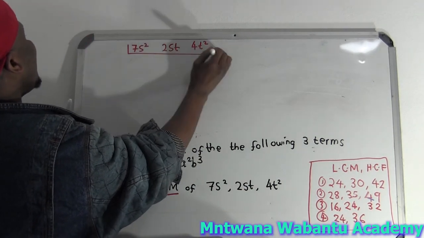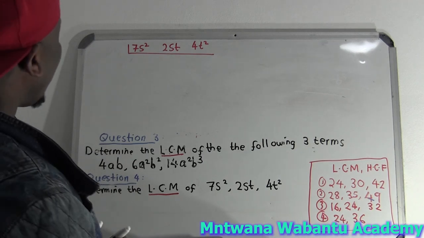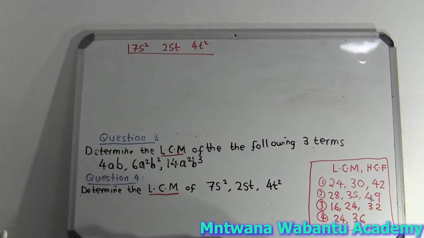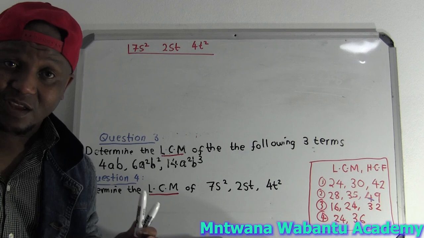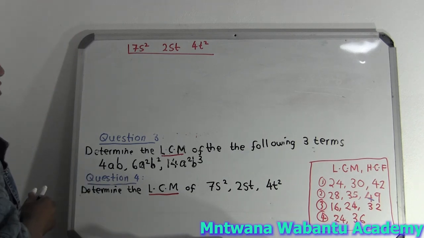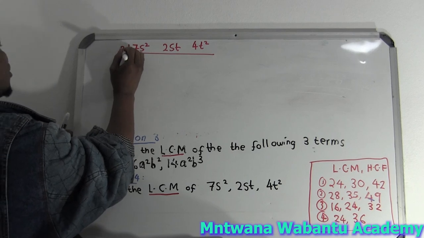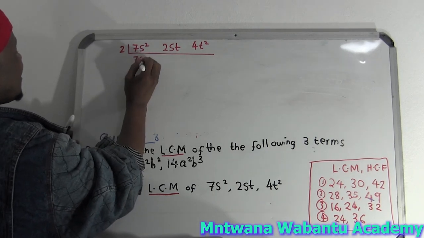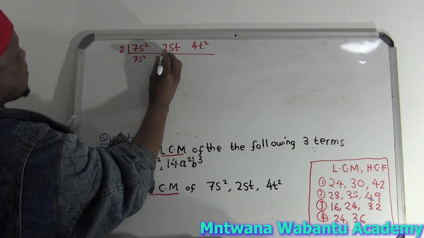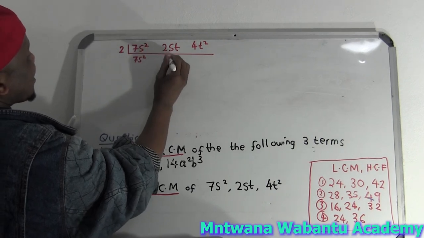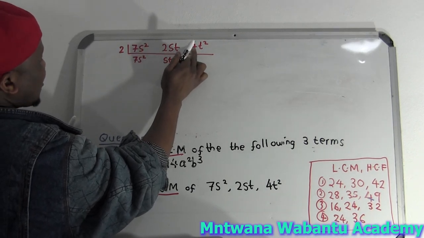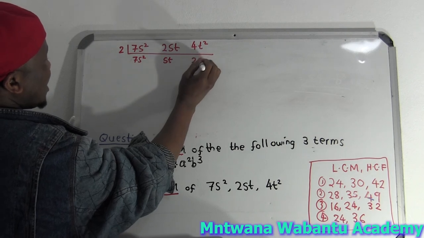Same game we use. Do you have anything common for all of them? No, we don't have anything common in this case. But 2, yes, 2 we can use, because we always have to start with 2. If you take 2 out, you're only left with st. If you take 2 out from 4, you're only left with 2t squared.